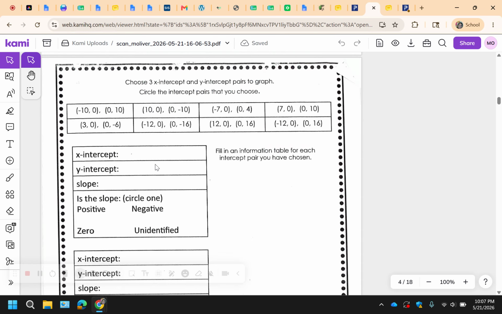Okay, I know two of my classes I did this with first hour. I believe we did not go over this one.